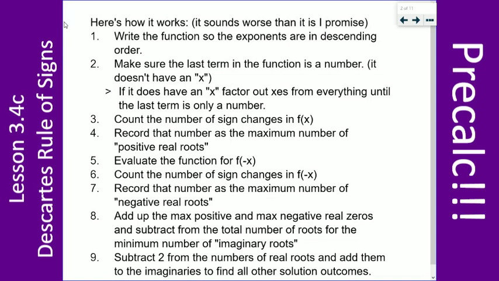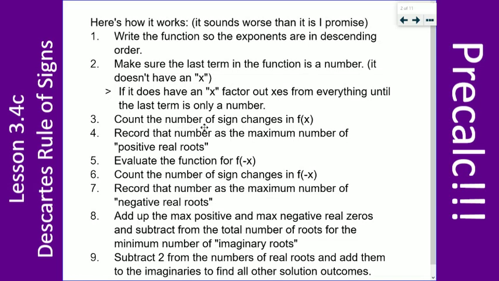Step one, we're going to write the function so the exponents are in decreasing order. Get it into that nice form that we like. And then, once we have it in decreasing order, we want to make sure that the last term in the function is a number. So the very last thing in our function, we don't want it to have an x. If it does, we want to factor out all the x's from everything until that last term is just a number. So if our last term after we put everything in descending order is like x squared, we want to factor out an x squared from all of our terms.